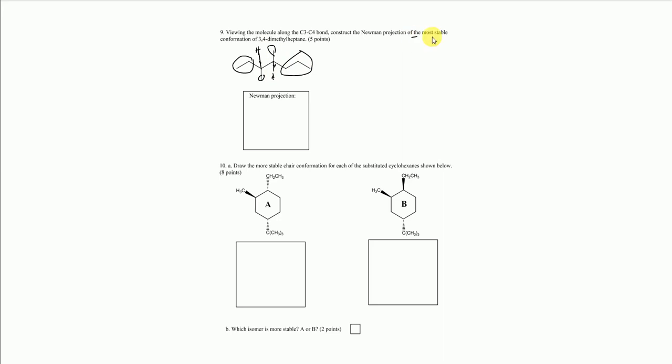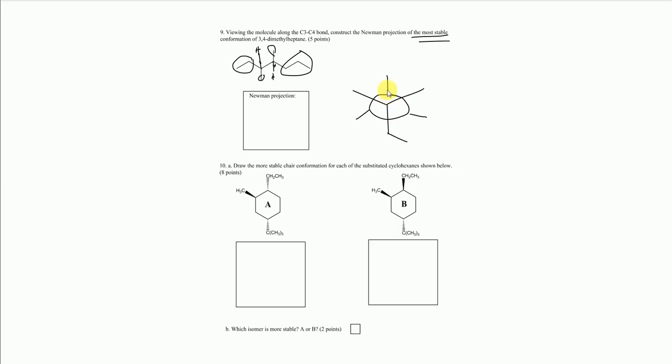Most stable. So that means my Newman projection is going to look like this. Let me draw that more nicely. All of them opposite to each other, nothing touching, no overlapping. The front side is this over here. Right away, let's find my biggest group. My biggest group is this ethyl group right here. So I'm going to put my ethyl group like this. This is one carbon, this is two carbon, that's ethyl.